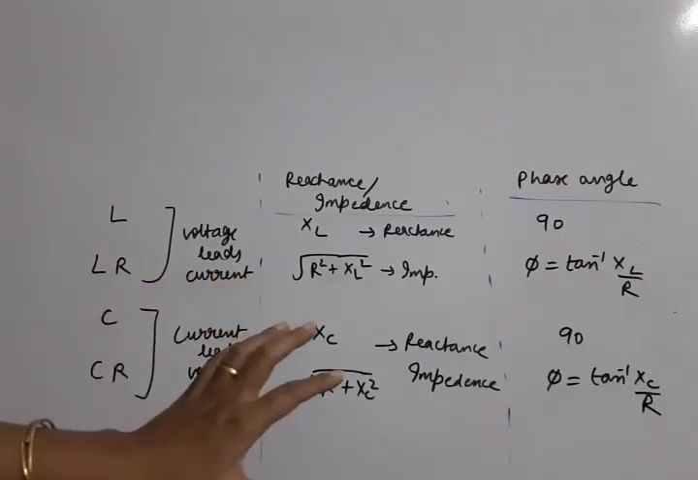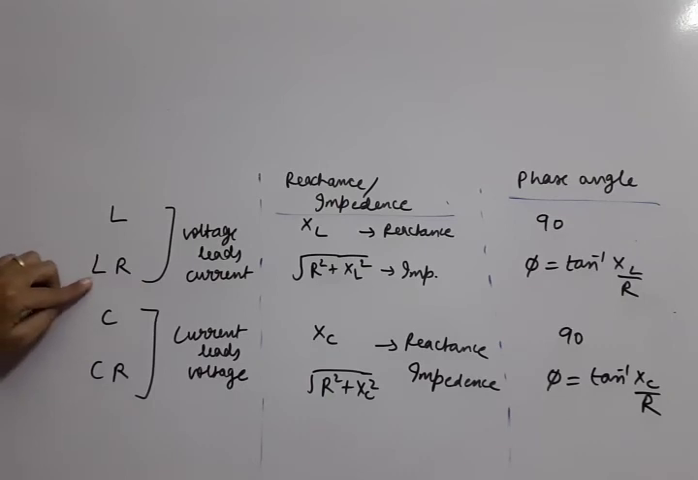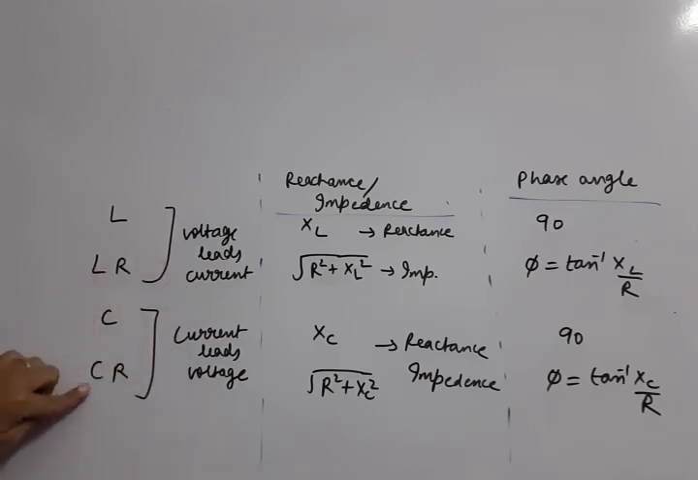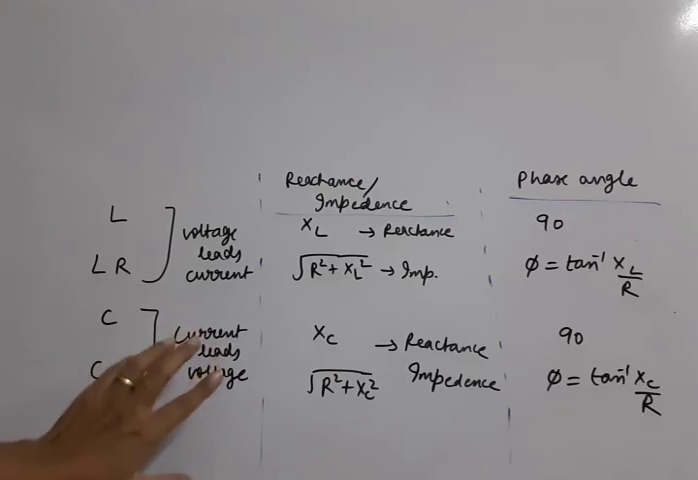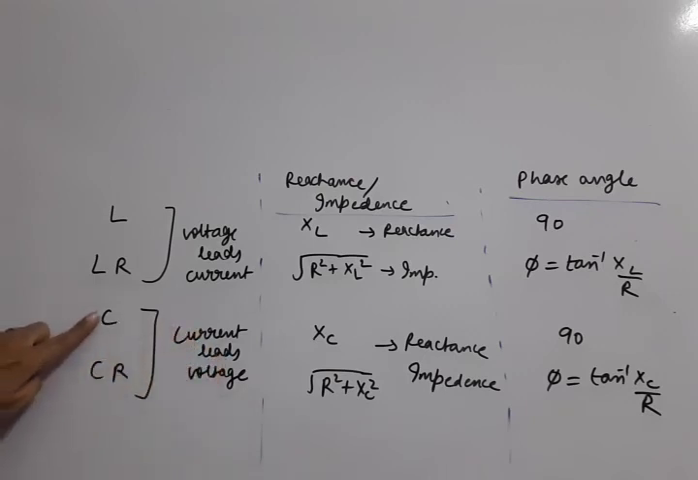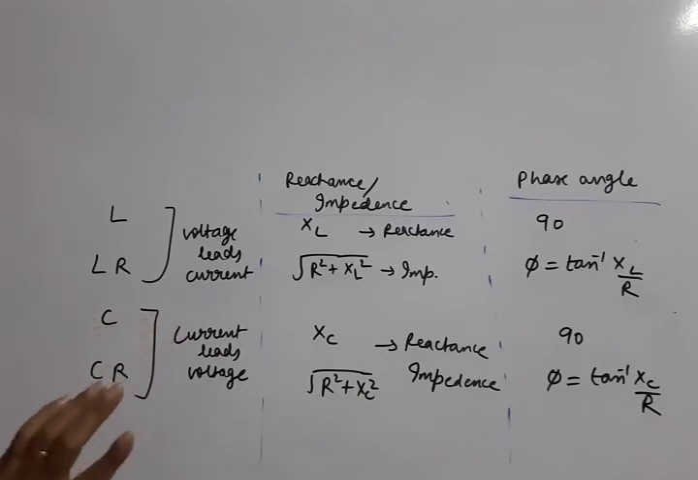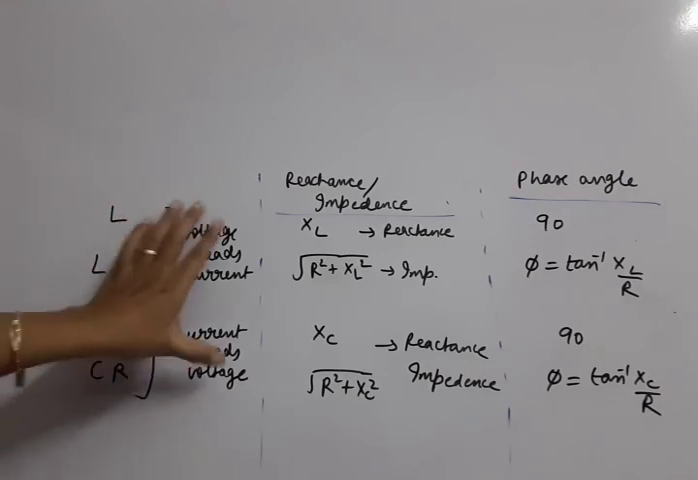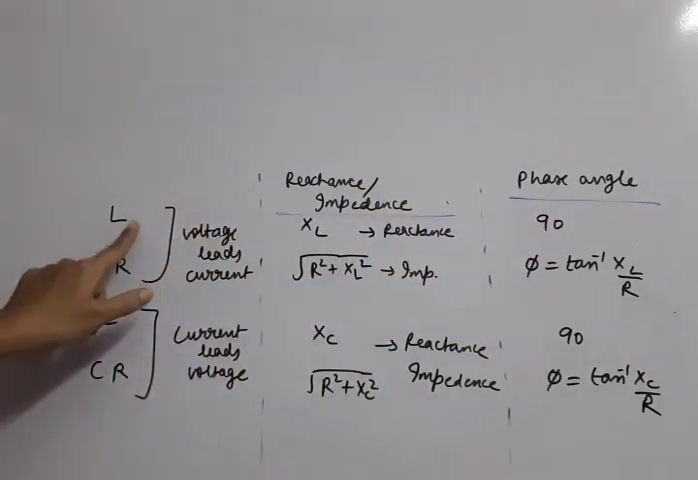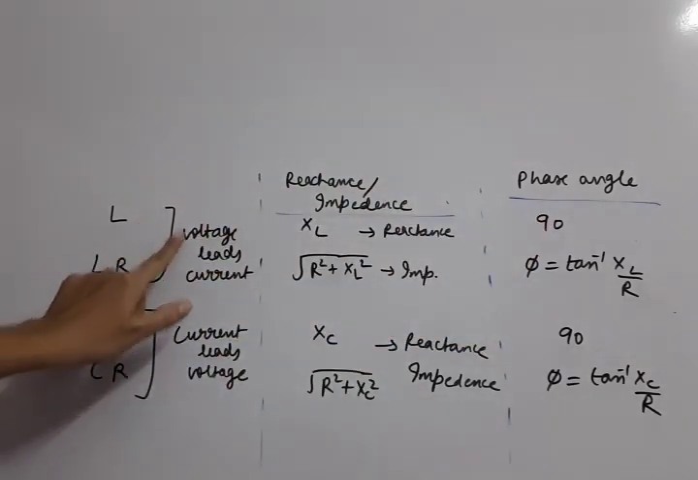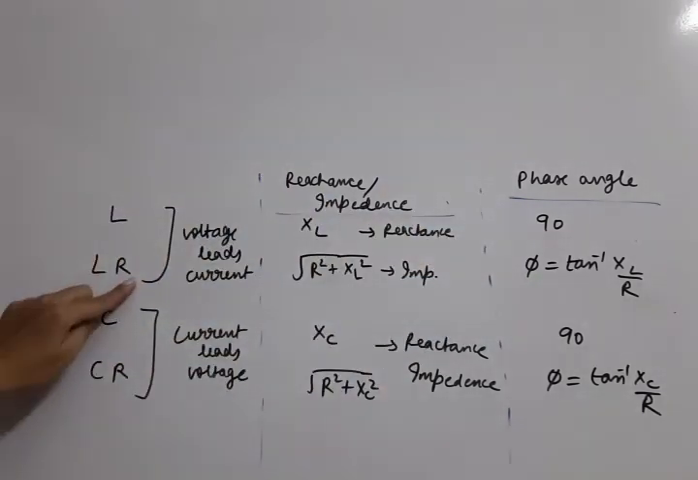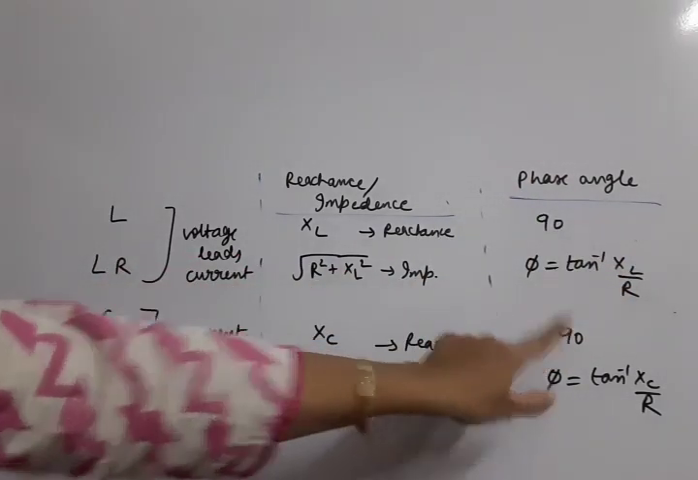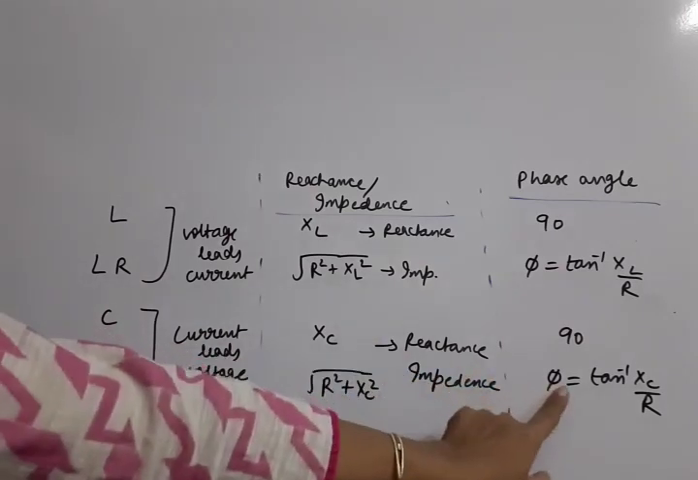Let's understand the conclusions. For the L or LR circuit, voltage leads current, and if a C or CR circuit is given, then current leads voltage. You can remember it with the starting letter: in a C or CR circuit, C for current leads, and in an L or LR circuit, L you read as V for voltage, so voltage leads. By how much angle does it lead? That is written here. For a single L circuit the angle between voltage and current is 90, and for an LR circuit the angle is tan inverse XL by R. For a C circuit the angle is 90, and for a CR circuit the phase angle is tan inverse XC by R.